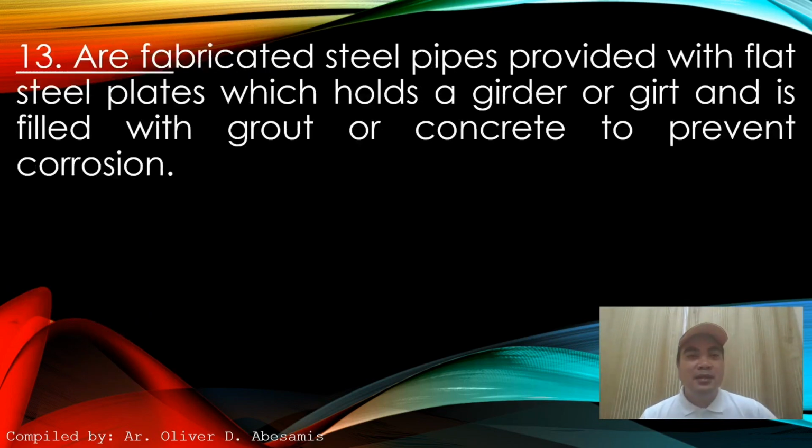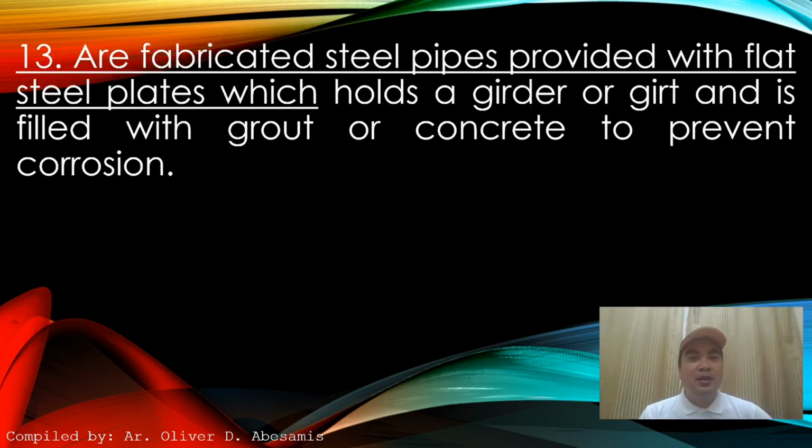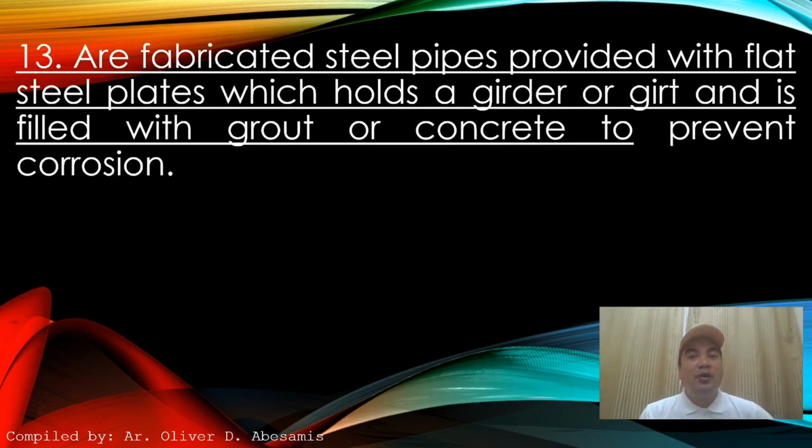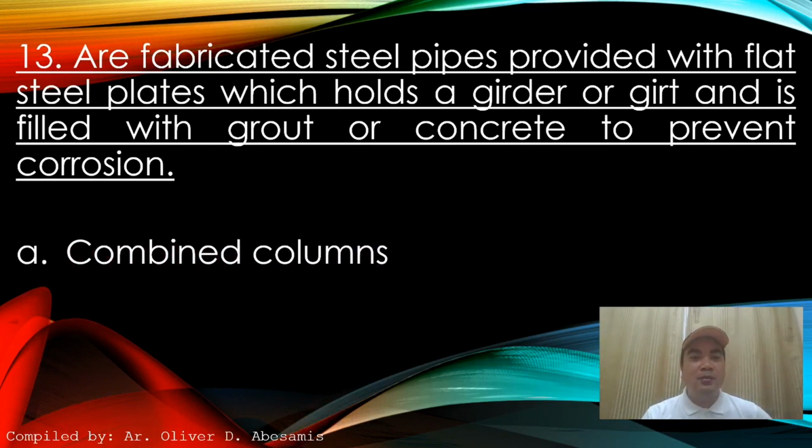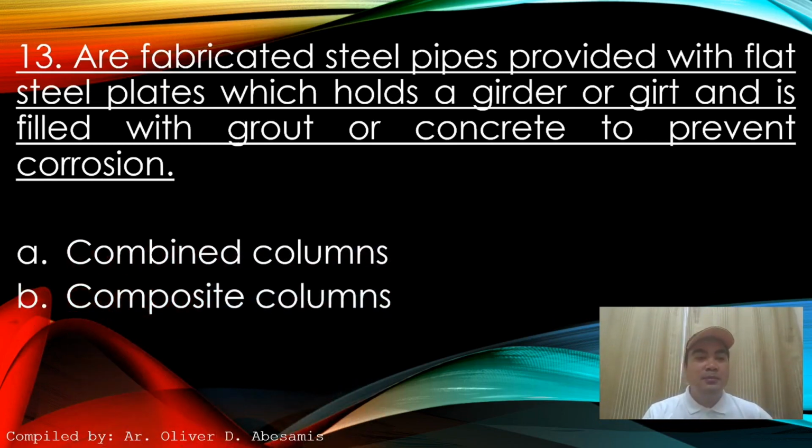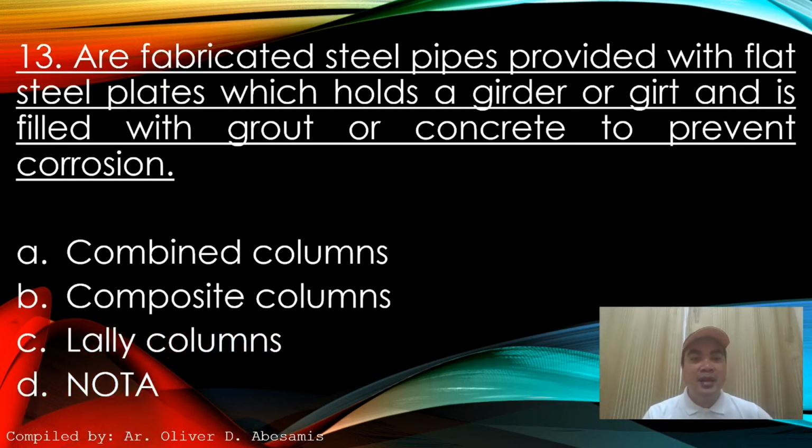Next, these are fabricated steel pipes provided with flat steel plates which hold a girder or girth and is filled with grout or concrete to prevent corrosion. A. Combined columns. B. Composite columns. C. Lally columns. And D. None of the above. Answer? C. Lally columns.